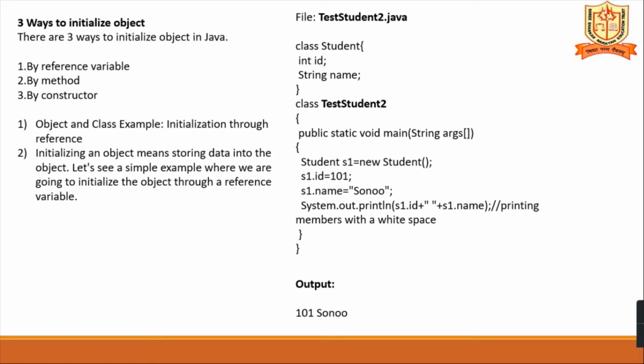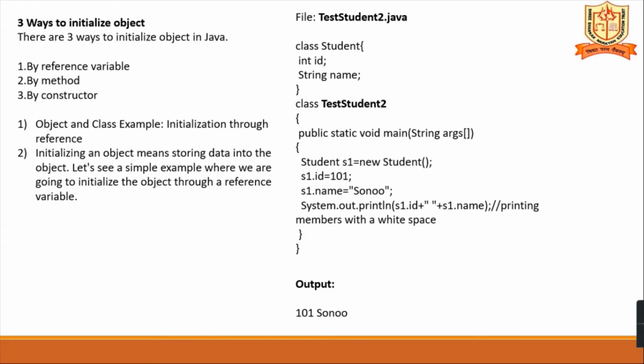So there are three ways to initialize the objects in Java. First one, by reference variable, second by method, and third by constructors. First, the object and class example: initializing through the reference. Initializing an object means storing the data into an object.